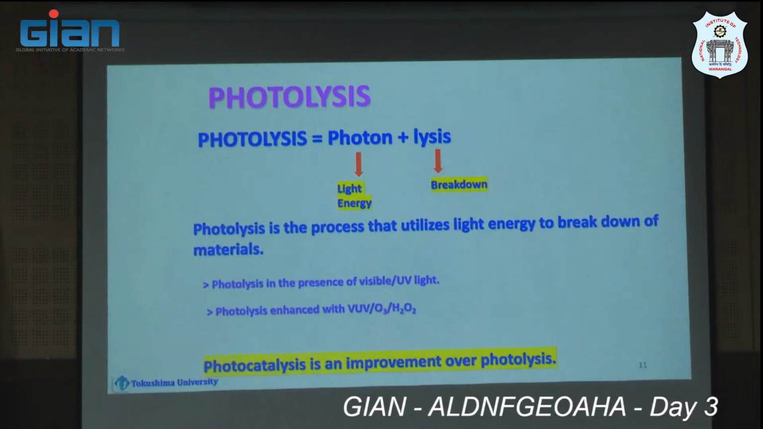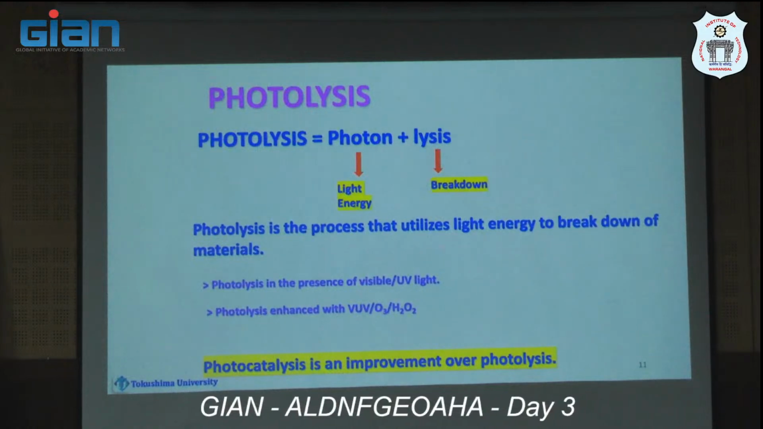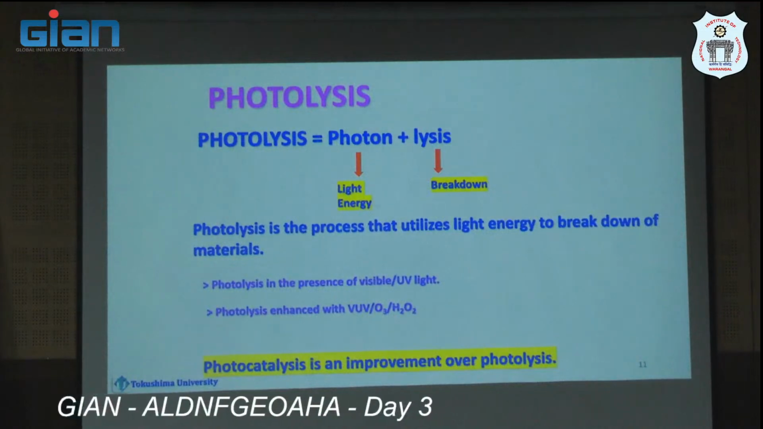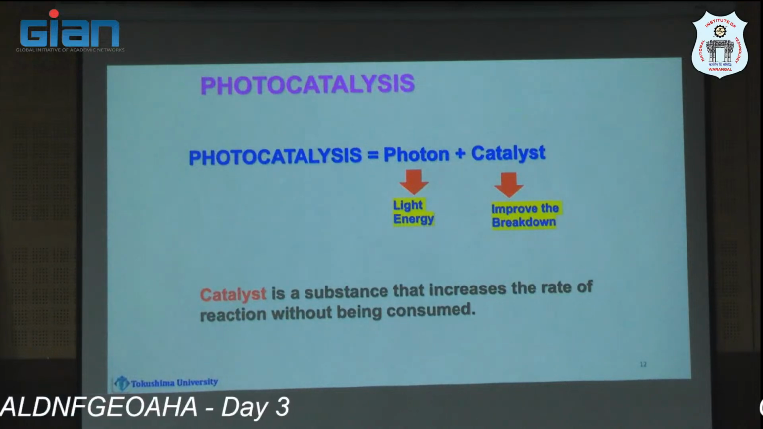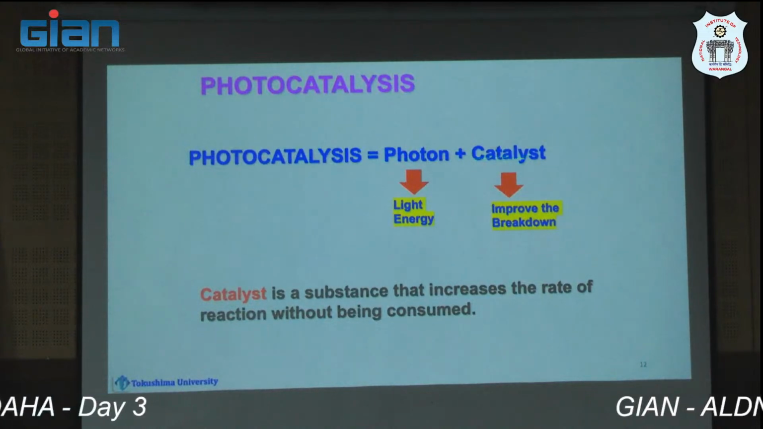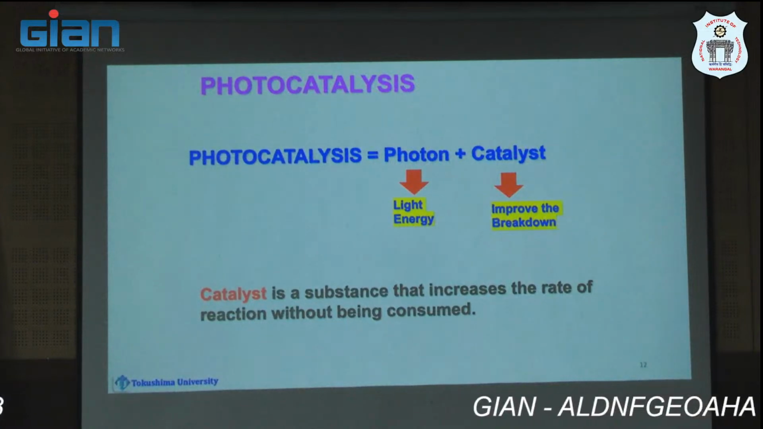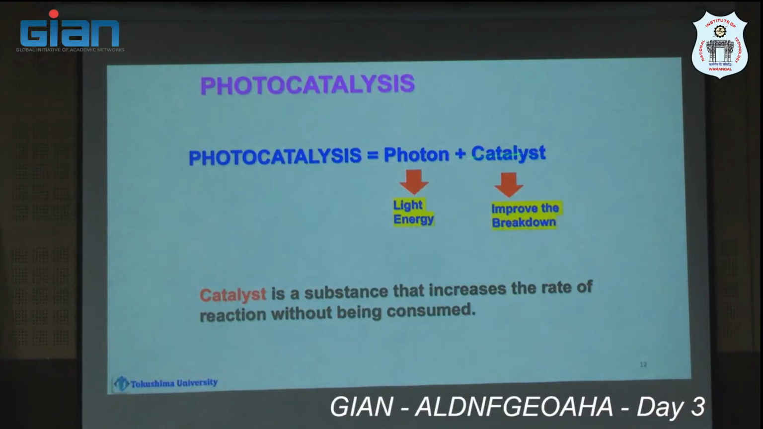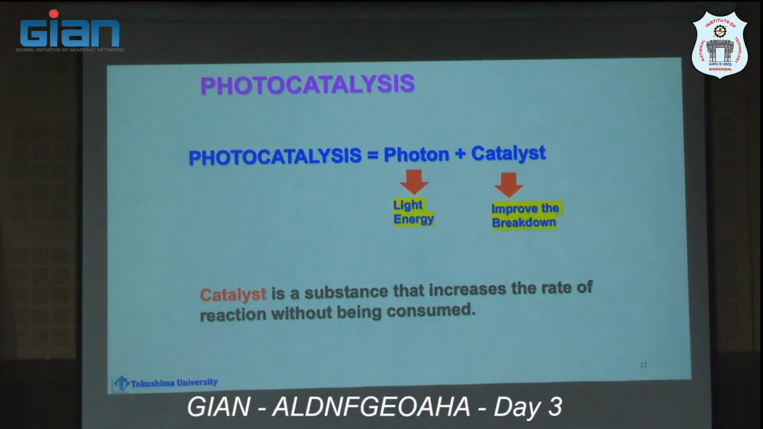Photocatalysis is the improved version of photolysis. Photolysis: light, breakdown of material. And now you are adding cata. What does cata mean? Cata means catalyst. So photocatalysis is light energy with the help of a catalyst. It's an additive. Earlier we were not using an additive in photolysis. Now we add a material known as a catalyst to improve the breakdown.